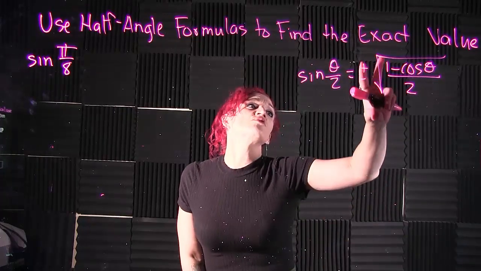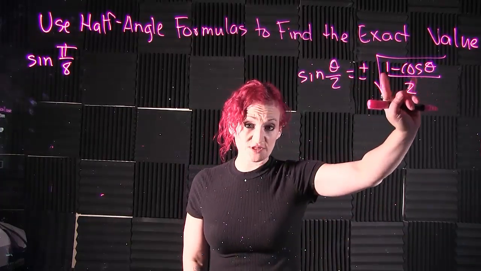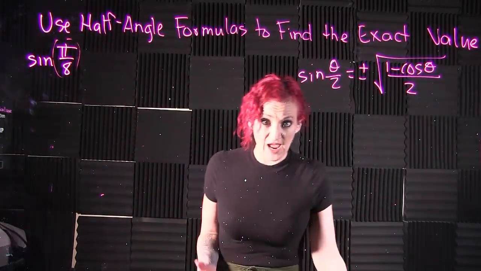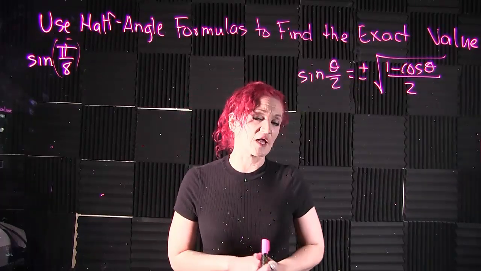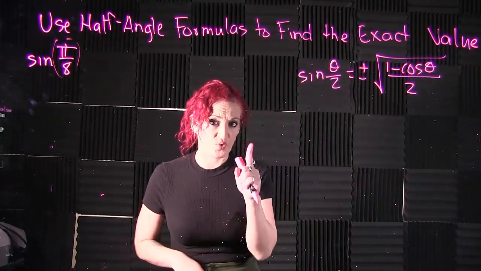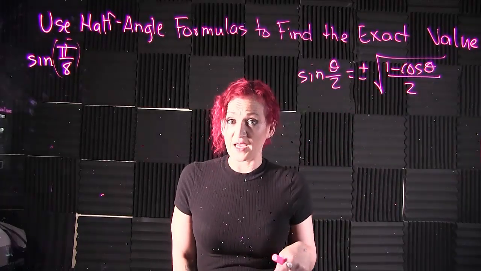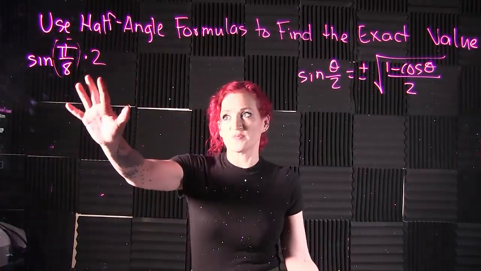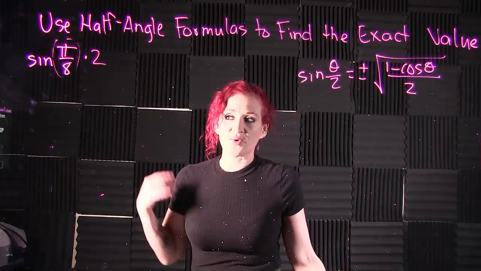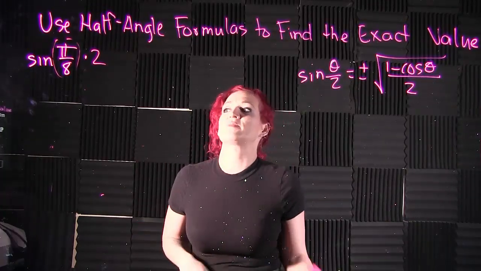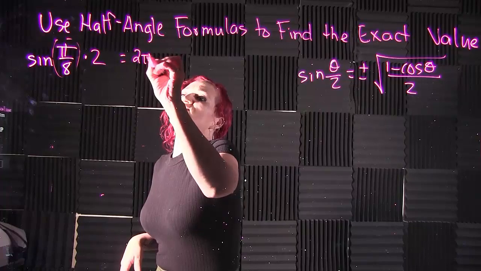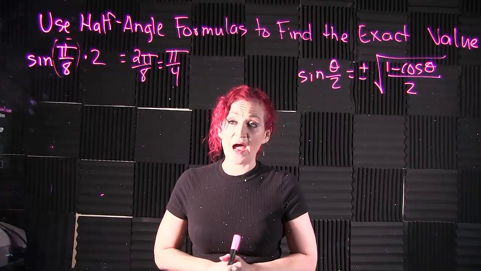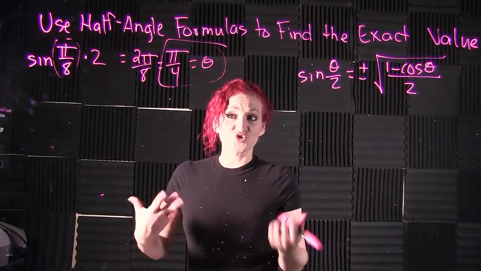So in order to plug into this formula, we just need to know what cosine theta is, which means first we need to know what our theta is. We are given that this is a half angle, so we are working with the half angle formula. First, we need to figure out what theta is. Whenever you're given one of these problems, the first thing you want to do is multiply that by 2, because we're given the half angle. To find the full angle, we multiply by 2, making this 2 pi over 8, or pi over 4 when we simplify. So theta is equal to pi over 4.